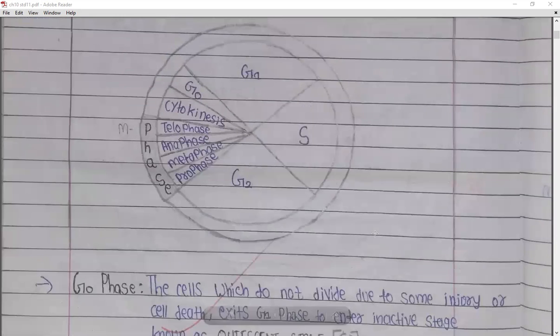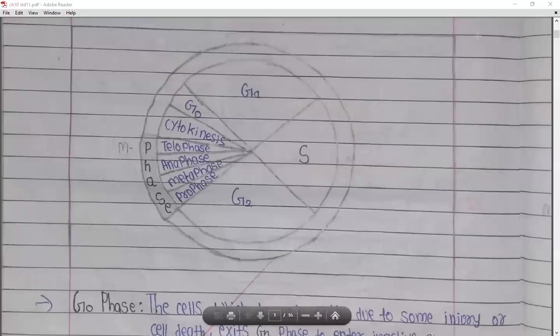This is the figure of the cell cycle where you can see different types of phases. Starting with the G0 phase, right? Then there is the G1 phase, then S phase, then G2 phase. Then there are these phases, that is prophase, metaphase, anaphase, telophase, and finally cytokinesis takes place. These four phases, prophase, metaphase, anaphase, and telophase, are collectively called the M phase, right? Now we are going to see each of these phases in detail.